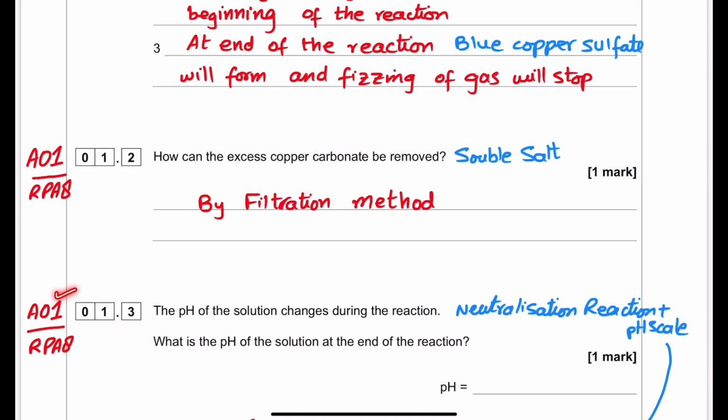1.3 is again an AO1 question, and it is from the required practical activity number 8. The pH of the solution changes during the reaction. So when the reaction will start, the pH will change. What is the pH of the solution at the end of the reaction? So this question is from the neutralization reaction. As the result of the neutralization reaction, the soluble salt is formed and the water will form. The water has a pH of 7. Therefore, the pH of the solution at the end of the reaction is 7.